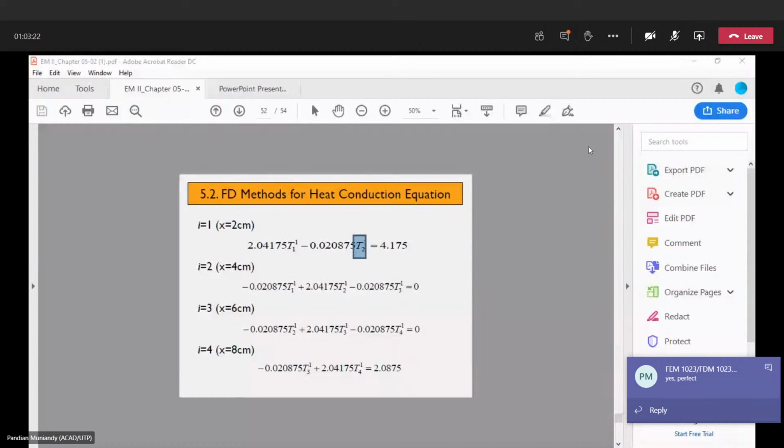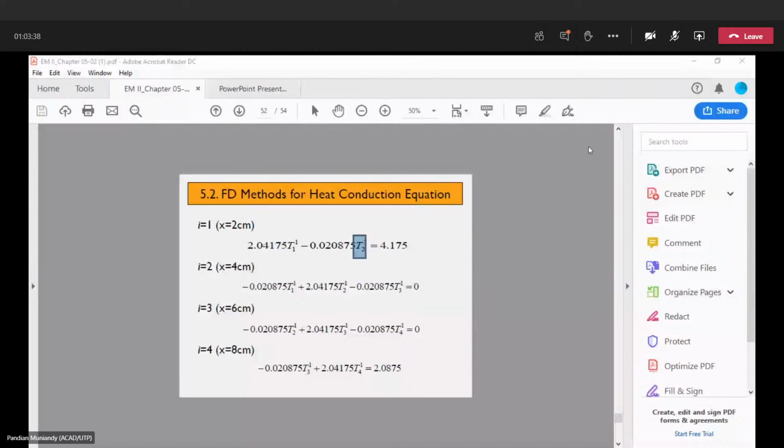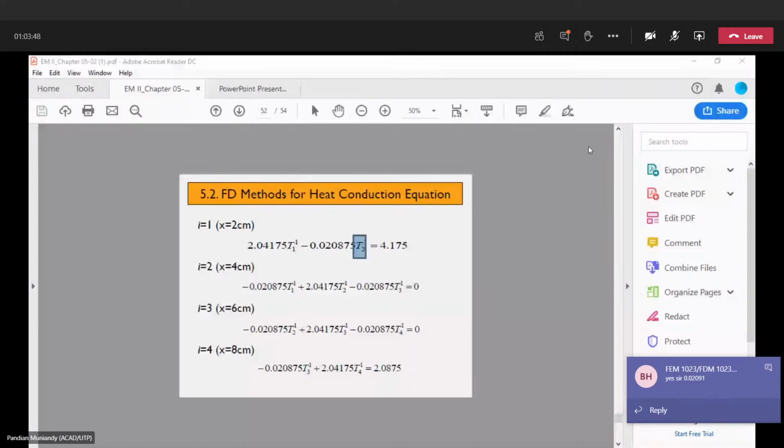Okay. Anyone else? 5 decimal places. 0.02091. T13. Sorry, T12. Yeah. T12. Okay. Good.